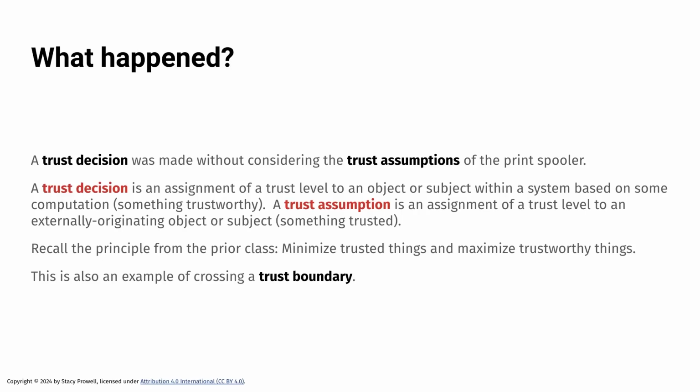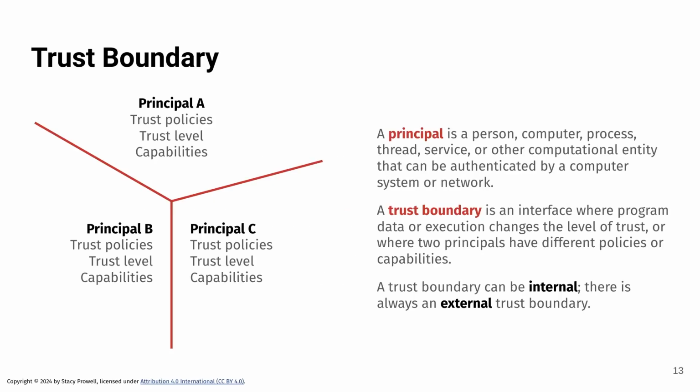This is also an example of crossing a trust boundary. Well, what's all this trust words? What's a trust boundary? So more language for you. A principal is a person, a computer, a process, a thread, a service, any other entity that can be authenticated by a computer system or network.